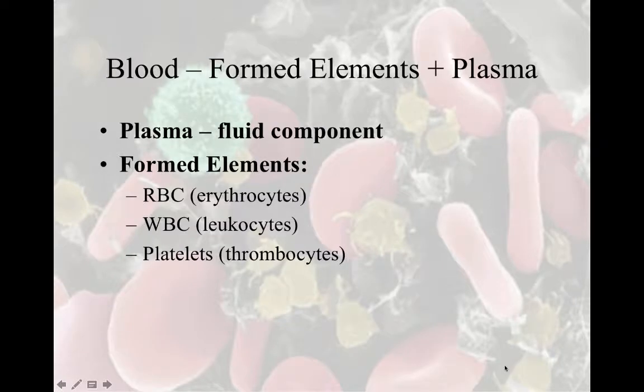The formed elements plus plasma: plasma is the fluid component of blood, and the formed elements are called formed because they're not considered fluid. The formed elements are red blood cells or erythrocytes, white blood cells or leukocytes, and platelets or thrombocytes. With thrombo, we'll take a look at some hormones that are released that have to do with coagulation. That makes sense, that platelets would be referred to as thrombocytes.